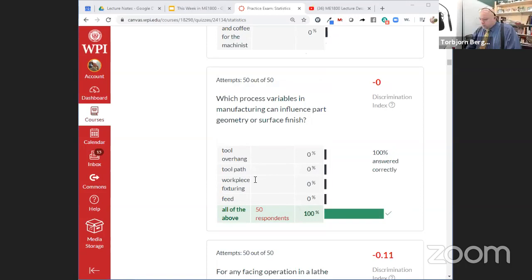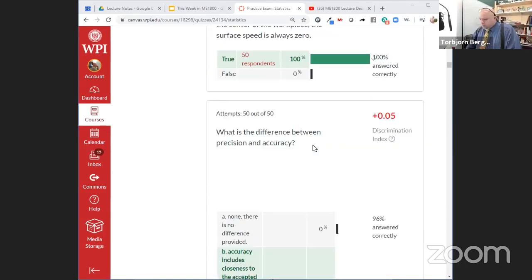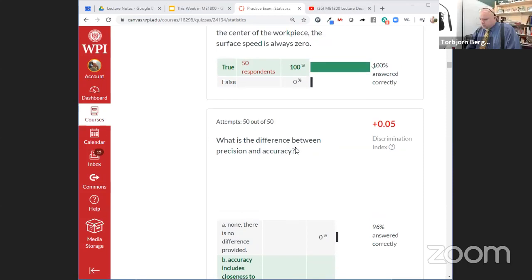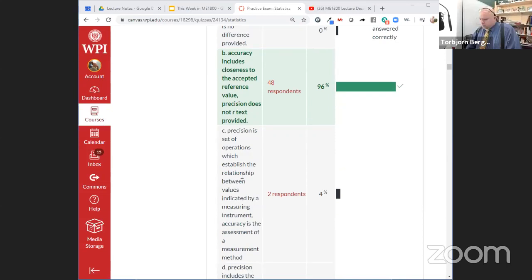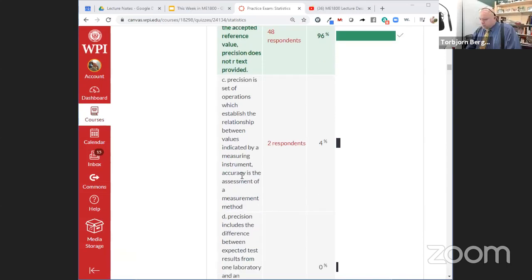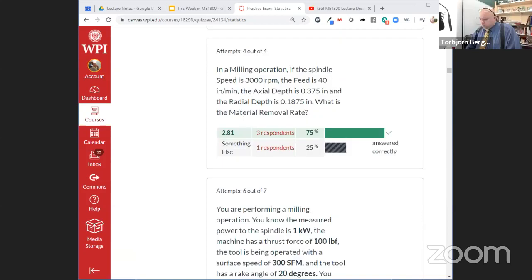Everybody's doing okay. So this one, a couple people got this wrong. What's the difference between precision and accuracy? So accuracy is closeness to the true value, whereas precision is closeness to the other values. Milling operation, spindle speed is 40. So now we're getting into the questions where not everybody got the same answer, but it looks like most people can go. So milling speed, RPM, feed, axial depth, what's the material removal rate? So we need to be able to calculate a material removal rate.